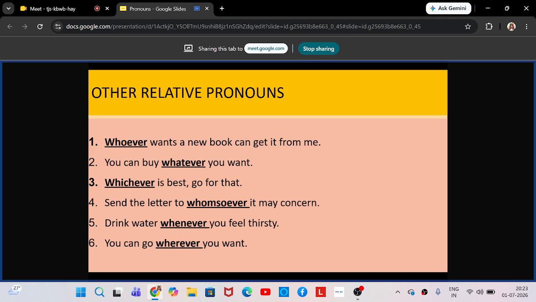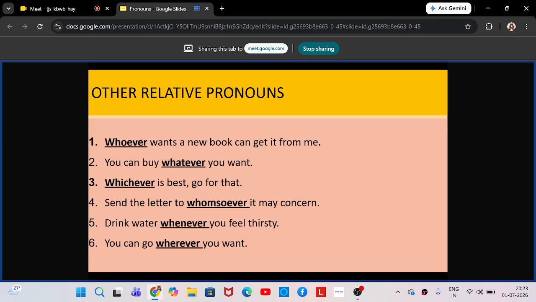Okay. Then Mahindra, third one. Whichever is best, go for that. So imagine I'm asking Mahendra, is this blue ball or the yellow ball good? So Mahendra is telling me, ma'am, whichever is best, go for that. Whichever of the two is good, go for that. Do you want the red t-shirt or the blue t-shirt? So whichever is best, go for that. So whichever is always the most popular or the one that has the best quality, go for that.